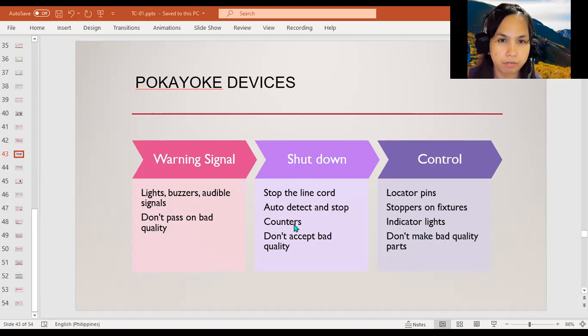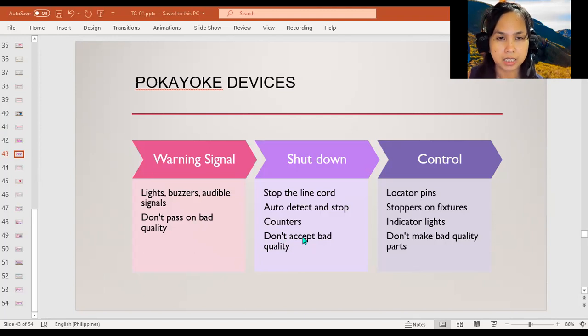Secondly, we have shutdown Poka Yoke. What does this mean? This may involve a stop the line cord or some sort of auto detect and stop device. All right. Additionally, things like counters that force the process to stop are examples of shutdown error proof devices. The primary function of these devices really is don't accept bad quality.